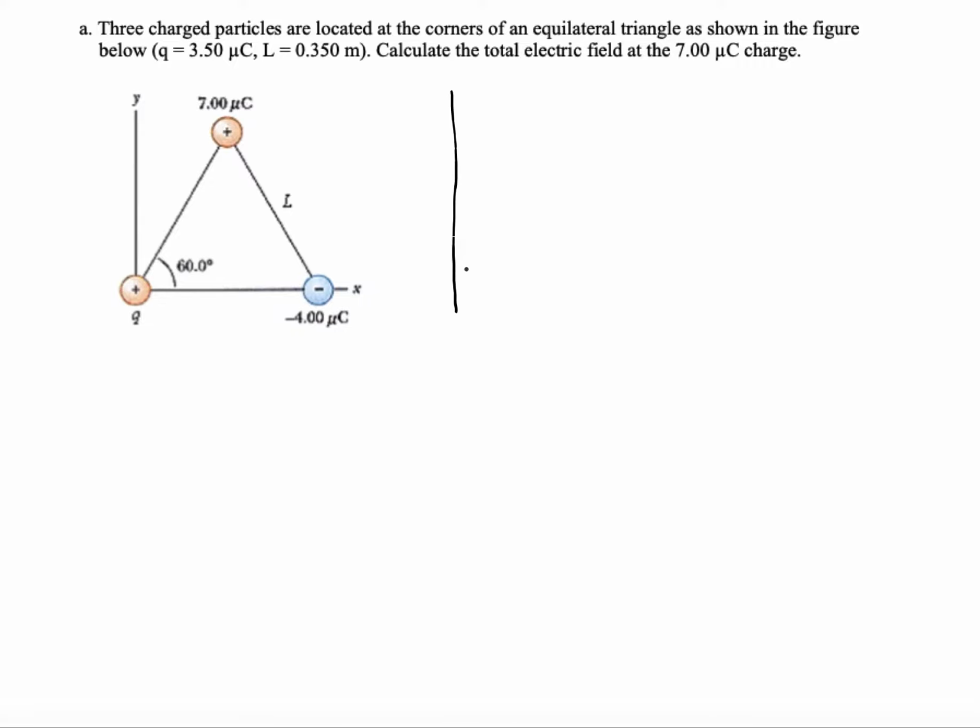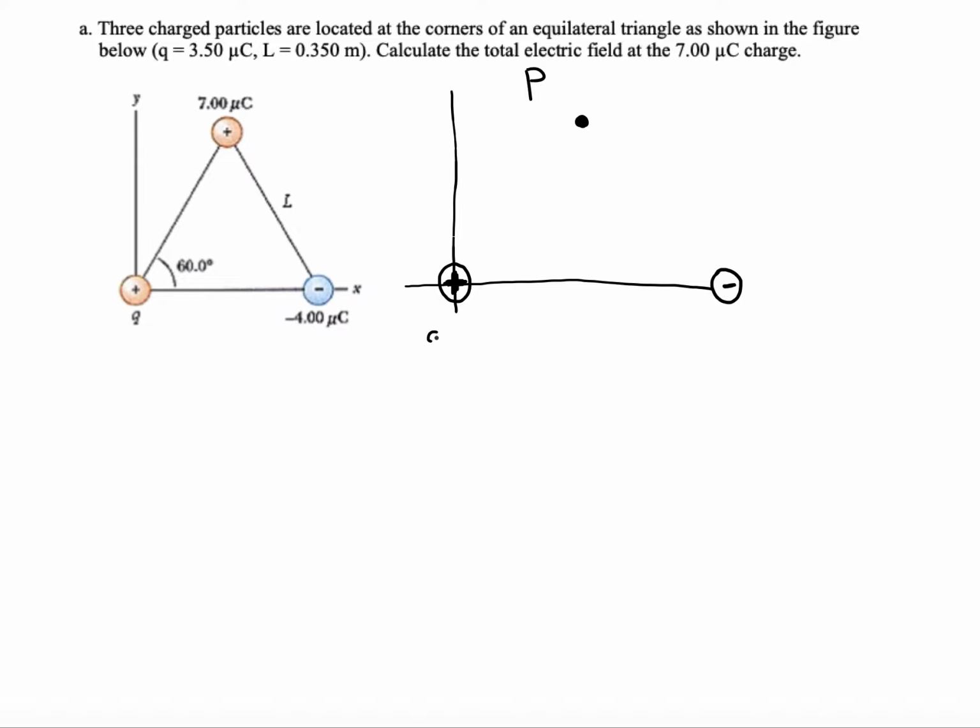I'm going to start this off as I start off all of these problems with a drawing. I'm going to remove the 7 microcoulomb charge because a charge can't exert a field at its own location. And I'll just focus on the contributions that these two charges make at that point, which I'll call P.